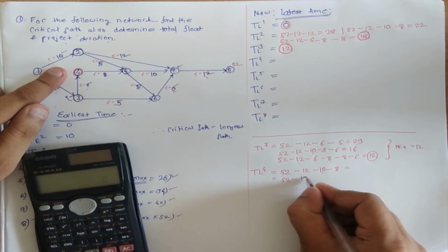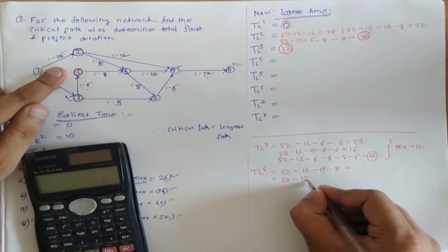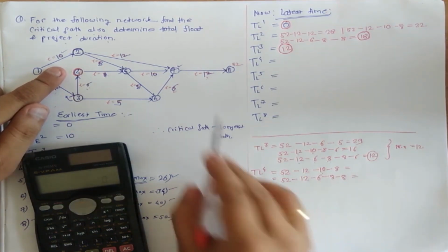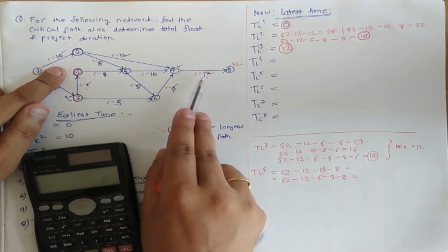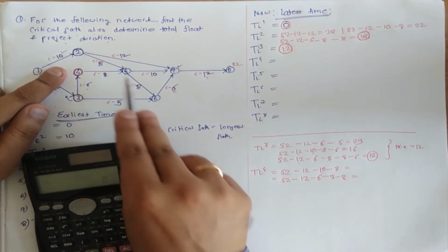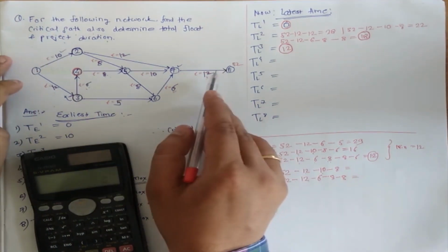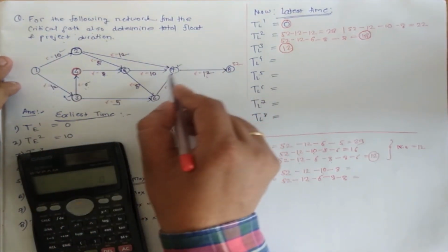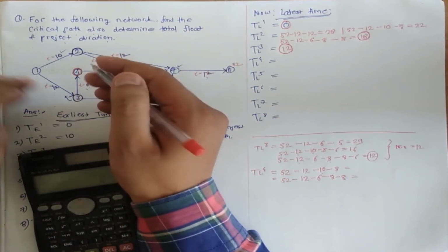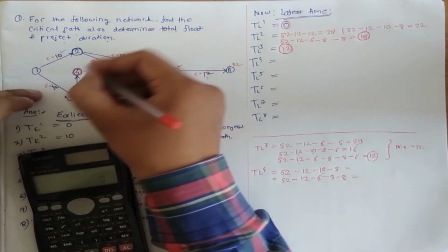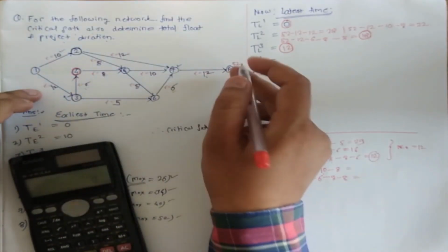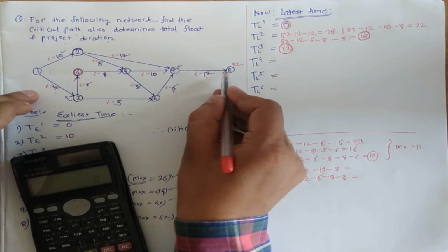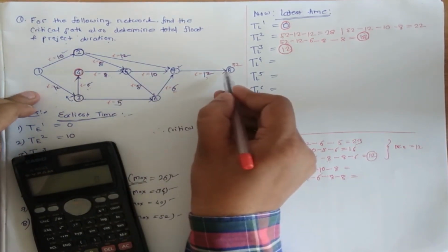52 minus 12 minus 6 minus 8 minus 8. And this path we have followed, there is no other path, because we are not supposed to go in this direction, because we have to follow the path opposite to the arrow. So by this way it is not possible, by this way not possible, there is no way. So either opposite to the arrow, or by this opposite.